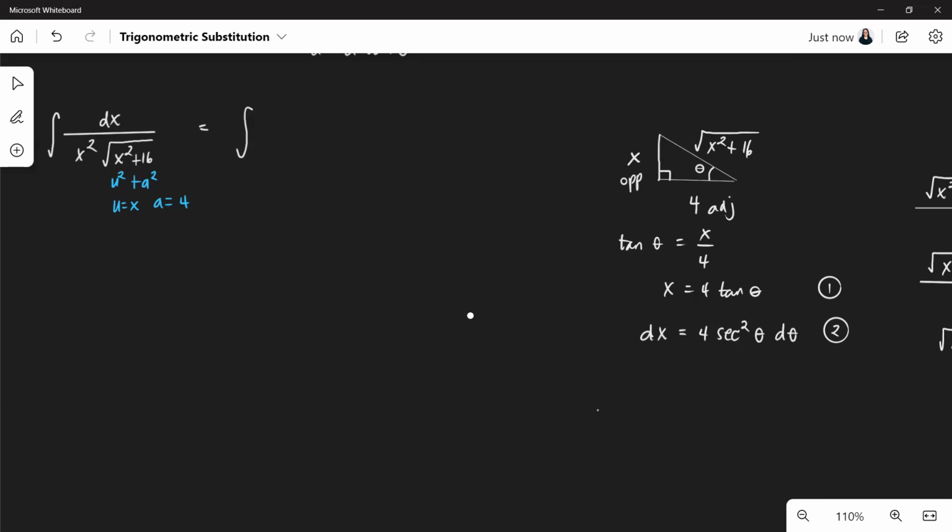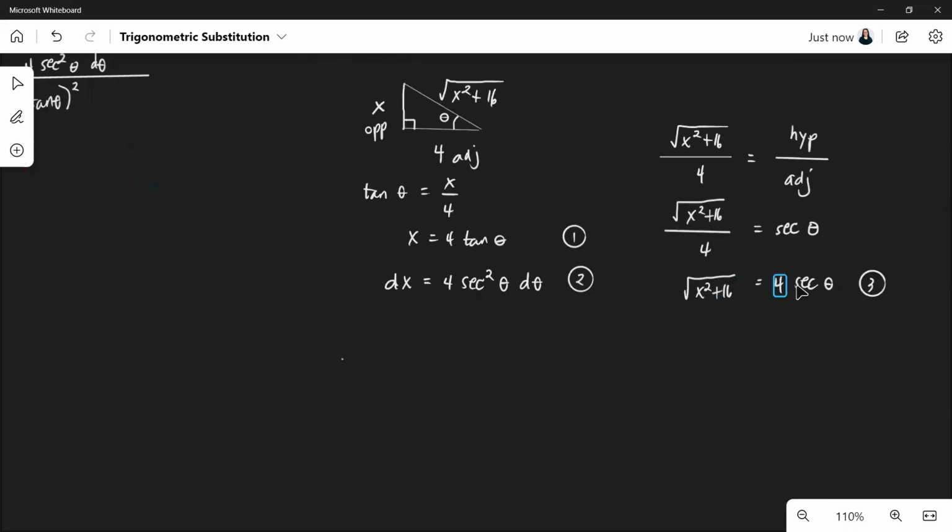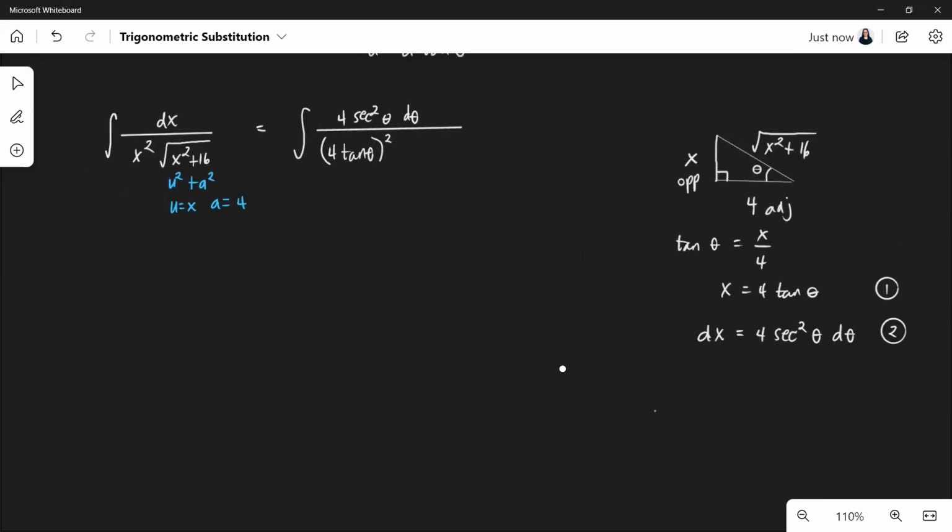So instead of writing dx, from equation 2 we write 4 secant squared theta d theta and then divide it by x squared. So instead of writing x, we write 4 tangent theta and we square it. And square root of x squared plus 16 is 4 secant theta, so multiply it with 4 secant theta. So we can now simplify the integrand.